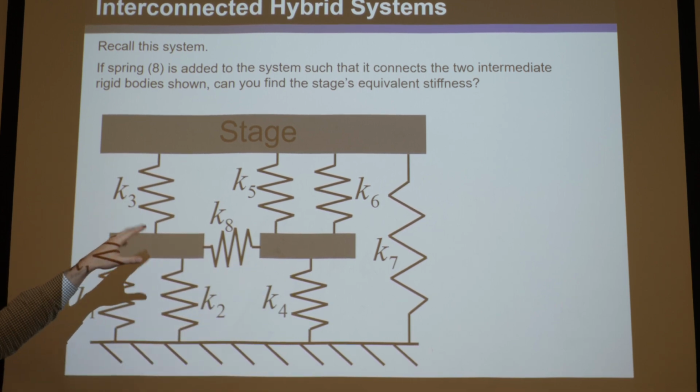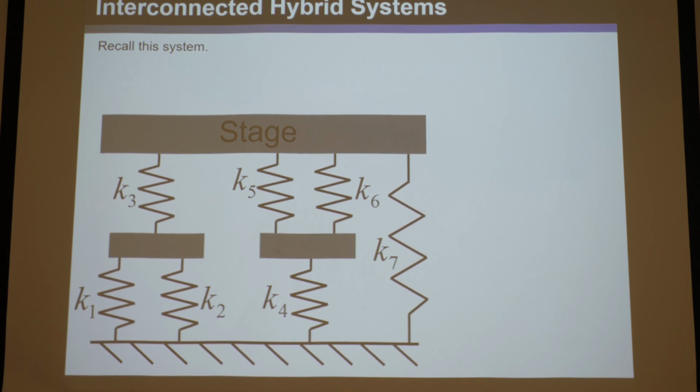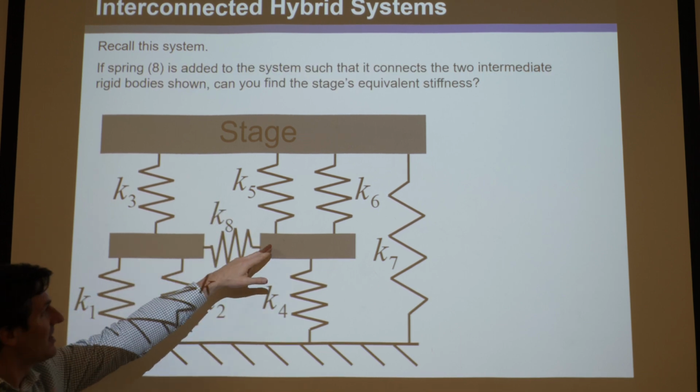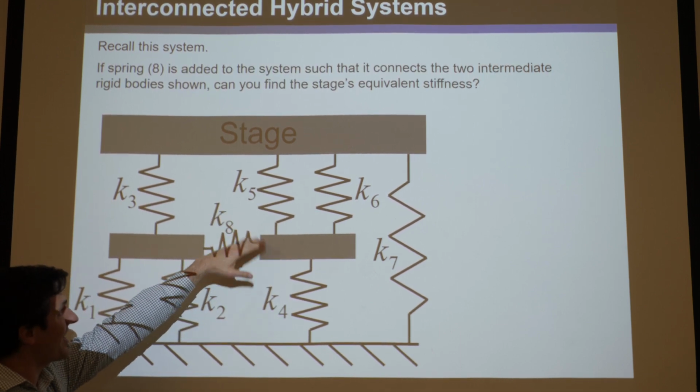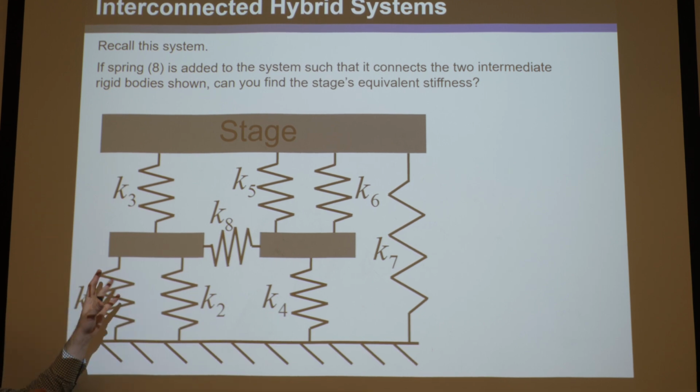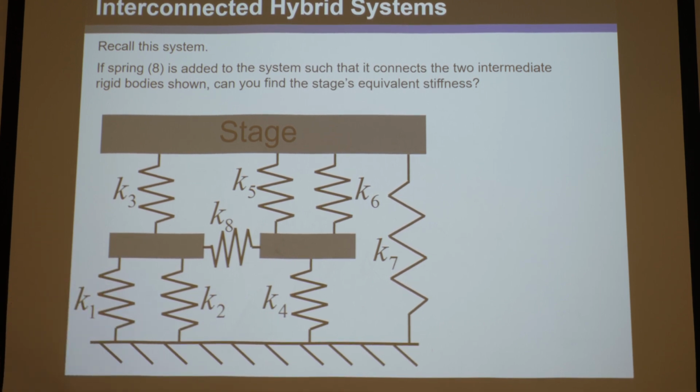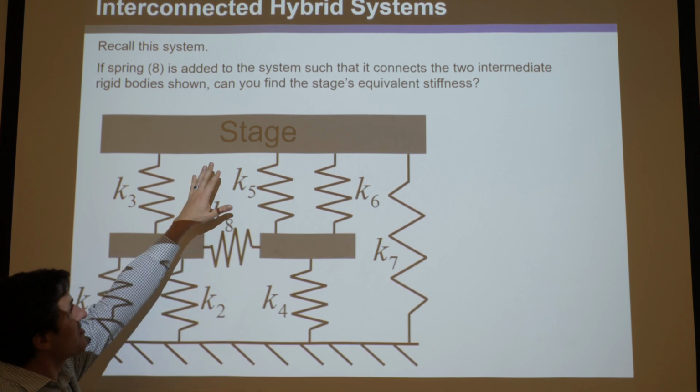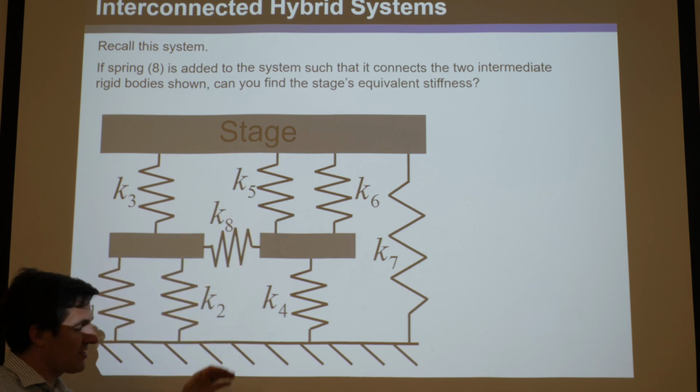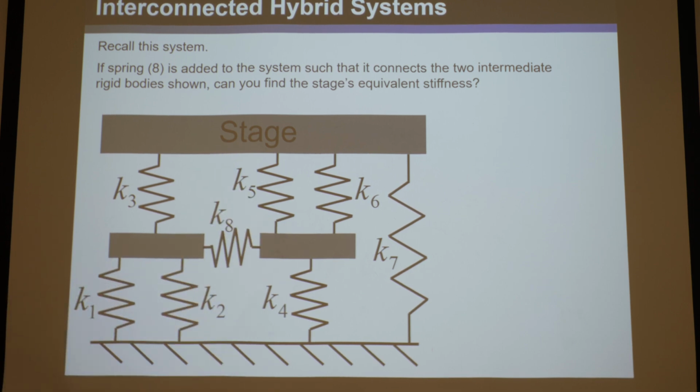Now find an equivalent stiffness of this stage. Okay, so put me on pause. The only thing I changed is I interconnected these intermediate bodies with another spring, K8. I've added a spring. Can you use rules of series and parallels and springs to find what K equivalent is of this whole system? So if I just drew the stage with a big equivalent spring down to ground, can you find that? Okay, put me on pause and try it.